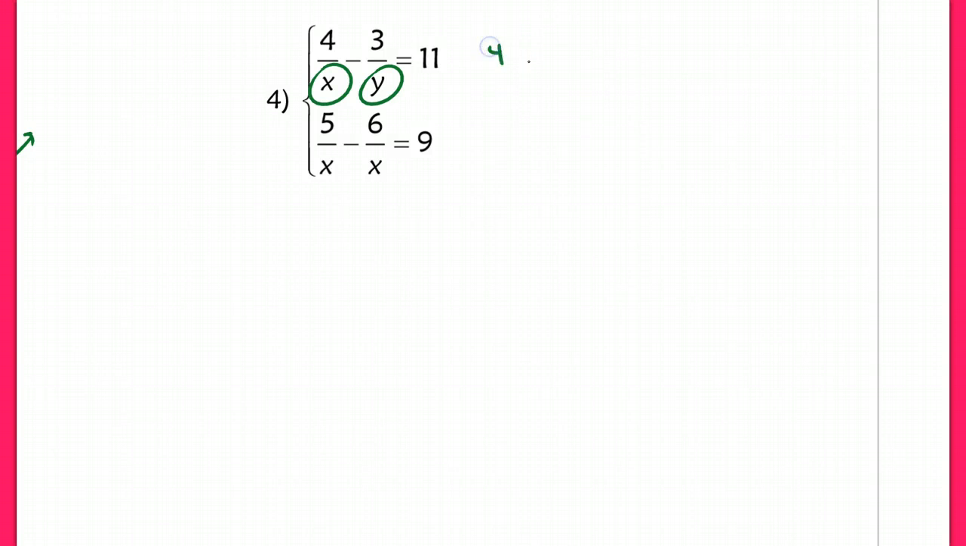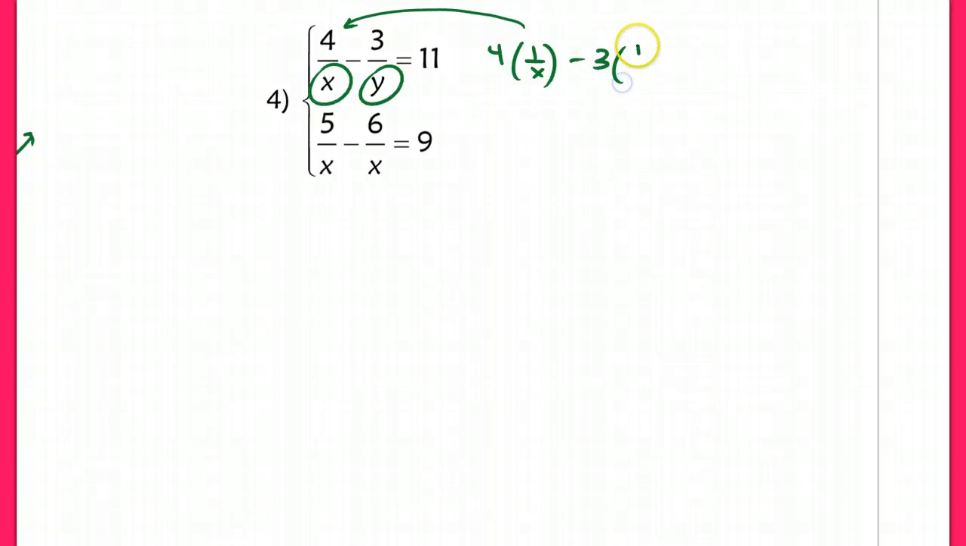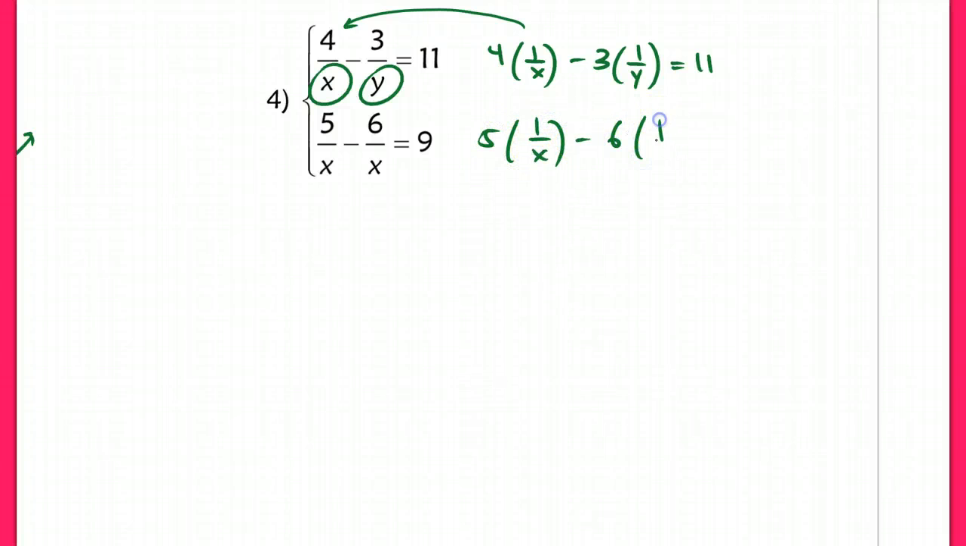I'm going to put a 4 out in front and write that as 4 times 1 over x, because this is equivalent, right? 4 over x is the same as 4 times 1 over x, minus 3 times 1 over y equals 11. And in the bottom equation, I would have 5 times 1 over x minus 6 times 1 over y.